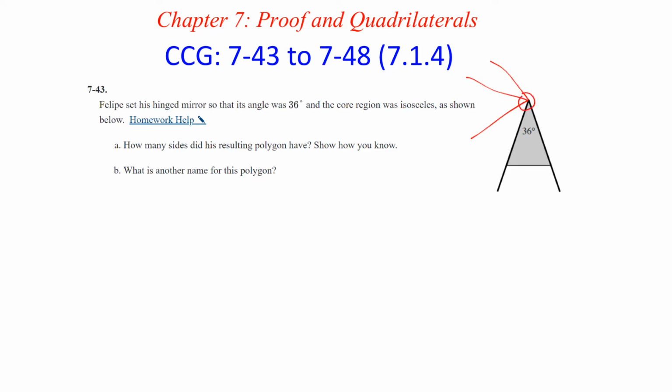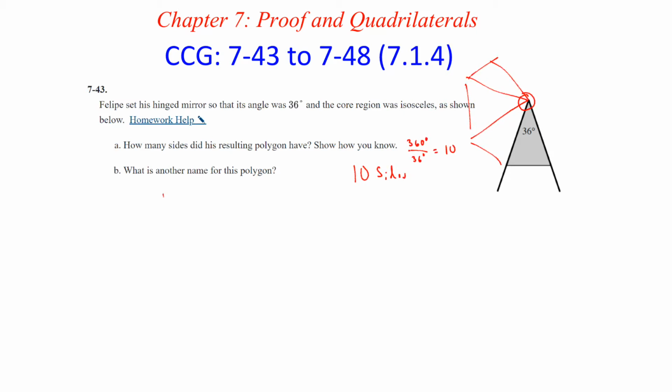remember, a full rotation is 360 degrees. So if we take the 360 degrees and we break them up into how many angles of 36, that will give us 10 different triangles. So therefore, how many sides did this resulting polygon have? So each one of these, 1, 2, 3, all the way around, means that you would have 10 sides to that polygon.